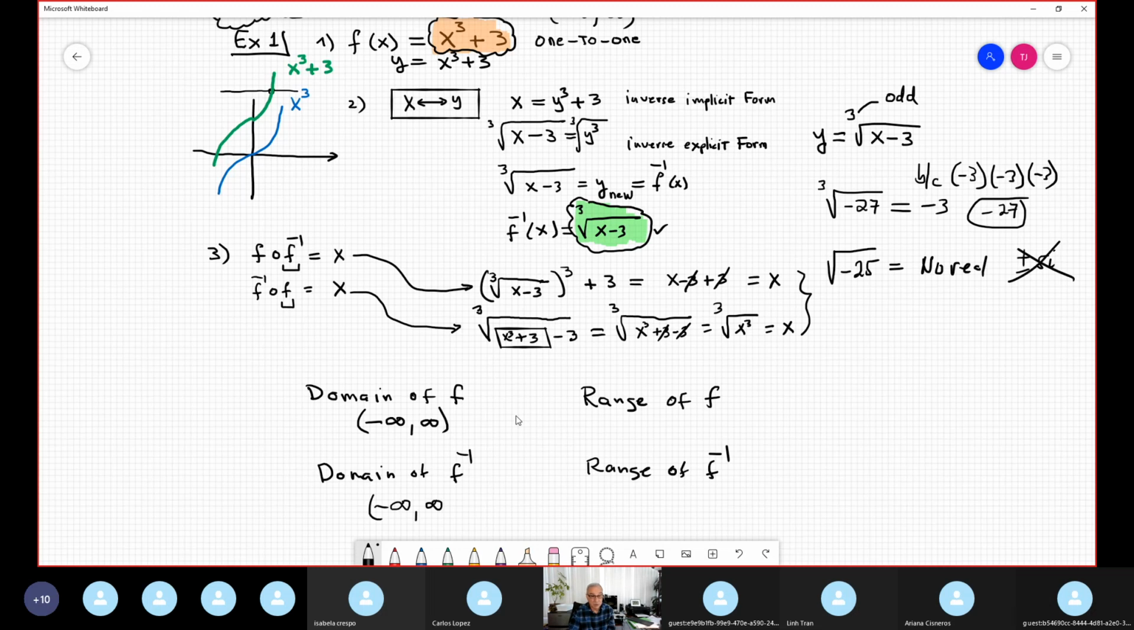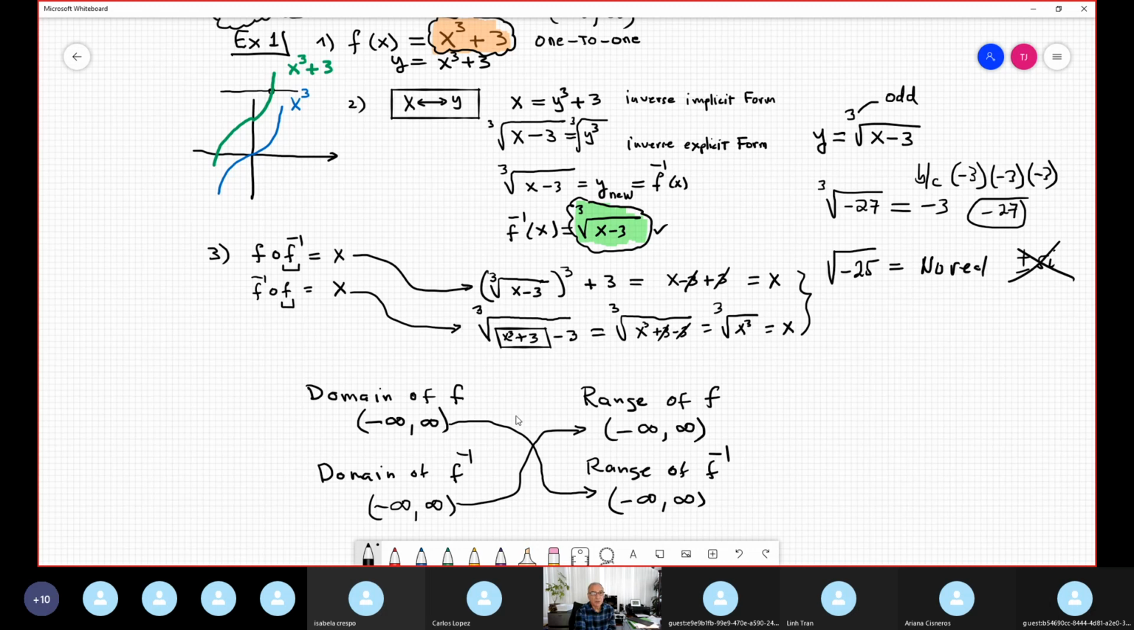And you need to know that this domain is exactly the same as this range, and this domain is exactly the same as this range. It does not always happen, but sometimes it happens.